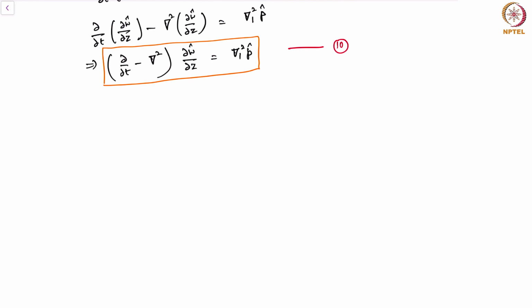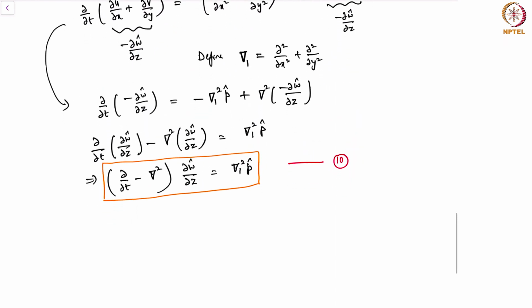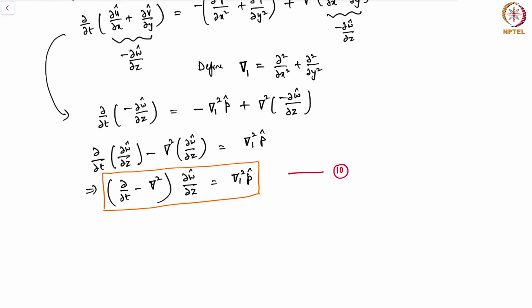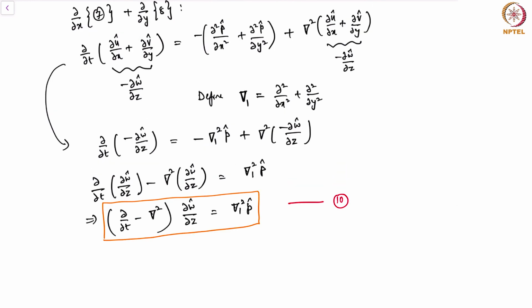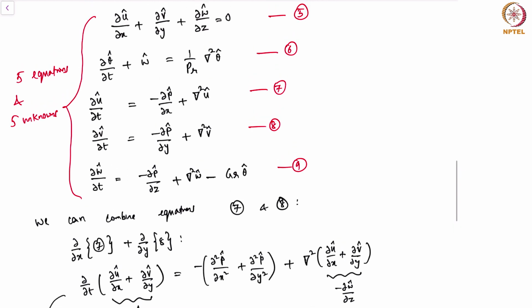What we have now done is we have taken the continuity equation into account. We've already used the continuity equation to relate the two derivatives of u and v, that is del u by del x and del v by del y, in terms of minus del w by del z. We've also combined the two momentum equations, that's 7 and 8. So basically we have essentially eliminated 3 equations, that is 5, 7 and 8, and in their place we have now one single equation.